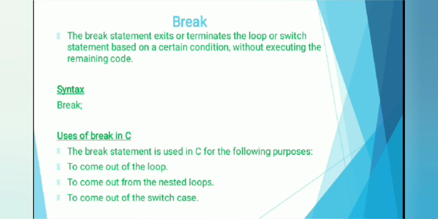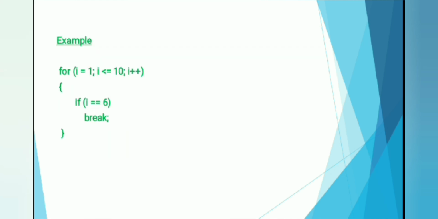Generally the break statement is used to come out from the loop, right? For that purpose we use the break statement. It will terminate the loop, it will just exit the loop. We use it to come out from loops, nested loops, and switch cases. For those situations you can use the break statement. So what is the syntax? Break, semicolon. This is your syntax. Let's see one example for the break statement. Here I have used a for loop.